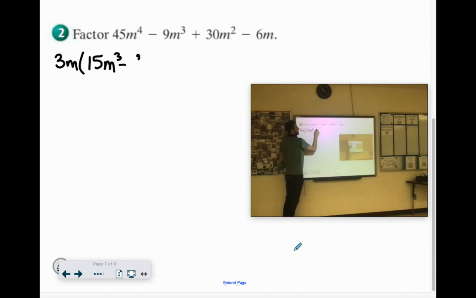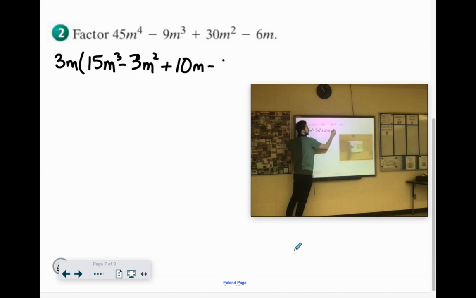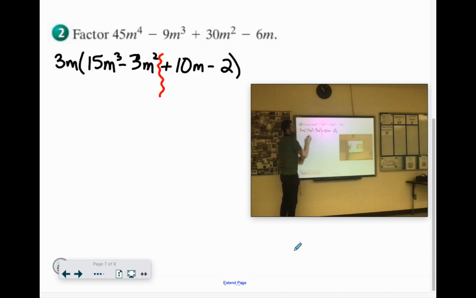9 divided by 3 is 3. 30 divided by 3 is 10. And 6 divided by 3 is 2. Split it down the middle. 15m to the third, 3m to the second. The largest thing they have in common is 3m squared.